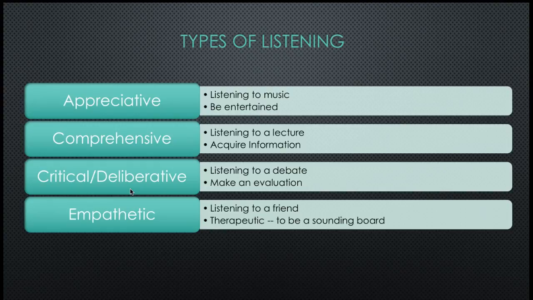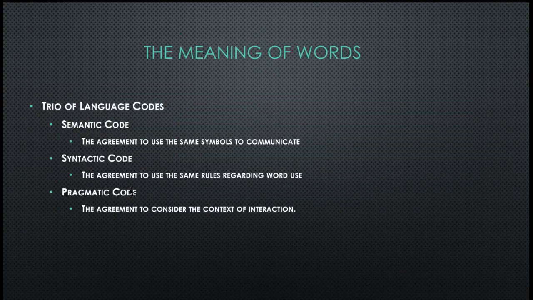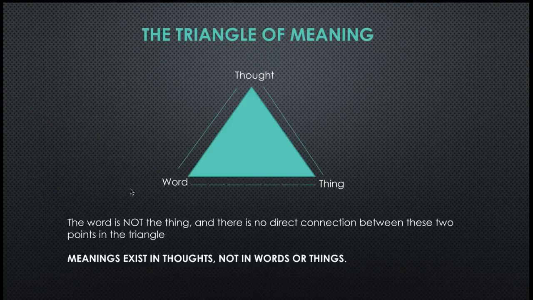So the empathetic model uses multiple types of our cognitive abilities in terms of critically evaluating things or not, based off of what the conversation may lead to. But the idea of this type of listening is that we're listening for support to build relationships with others and for some intrinsic reward or value. As you consider that, it's important to look at the triangle of meaning.